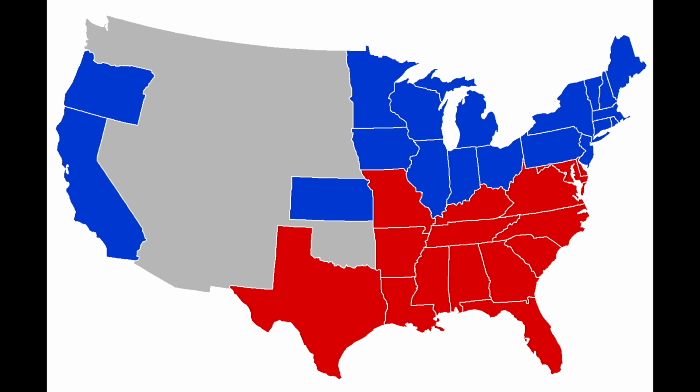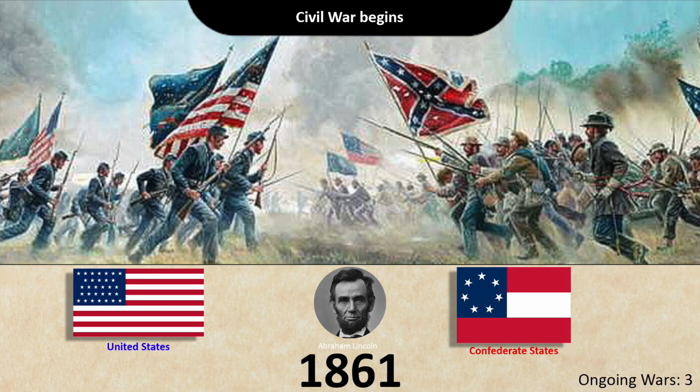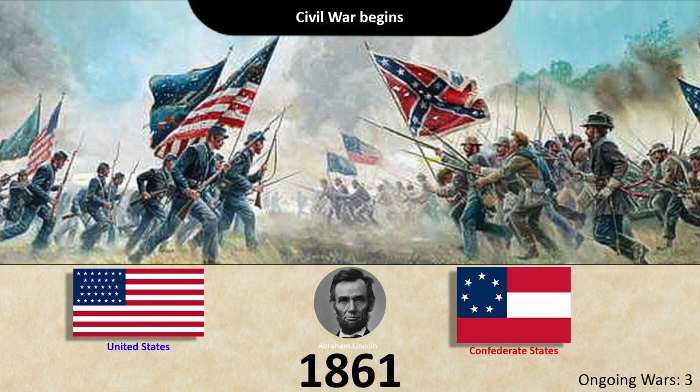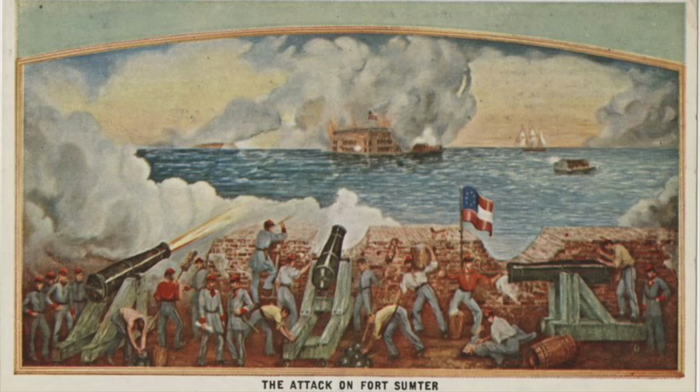In 1860, Abraham Lincoln would be elected president, and fearing that Abraham would take the slaves away, southern states began seceding from the USA and formed themselves into the Confederate States of America. Abraham Lincoln would refuse to recognize them as a sovereign nation, and in April 1861, the Confederates would attack Fort Sumter in South Carolina, and that would begin the war.